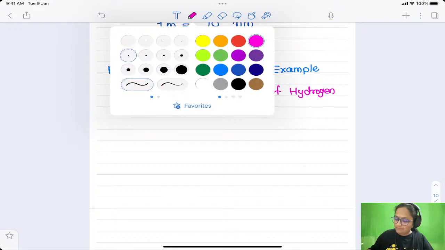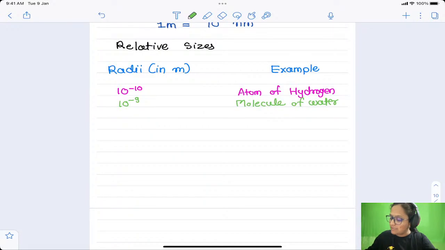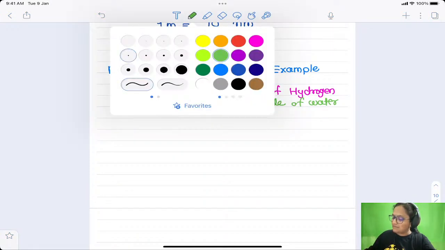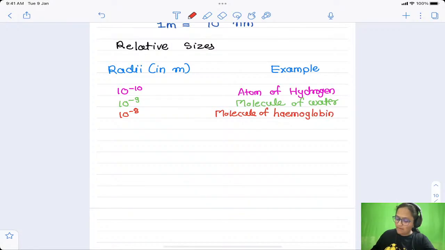Next example, next is 10 power minus 9. This is the molecule of water. The size of one molecule of water is in the range of 10 power minus 9 meters. Next is 10 power minus 8, the molecule of hemoglobin, Hb, the red component present in human blood.